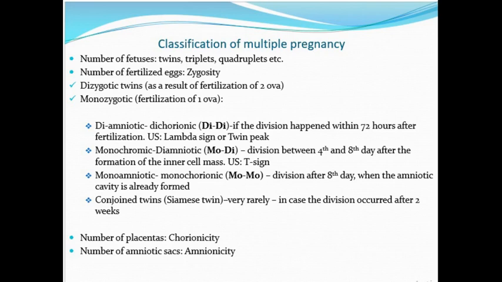Then in extreme cases or in rare instances, we may have what we call conjoined or Siamese twins, and this usually occurs when the division occurs 2 weeks after, from the 13th day of fertilization, and it's a very rare incidence.